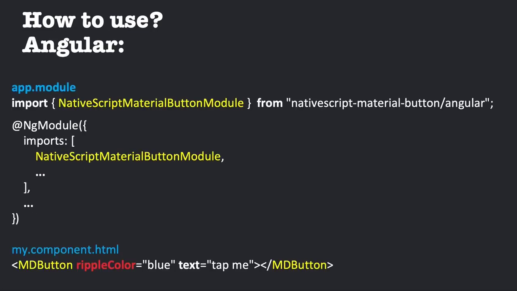If you're building an Angular project, then you first have to import a specific module. So in your app module or any of the modules that is relevant, you have to import NativeScriptMaterialButtonModule from nativescript-material-button/angular. And then you provide that module in your imports. Then in your HTML, all you have to do is say, I want to use mdbutton, set maybe rippleColor to blue, and you're good to go.